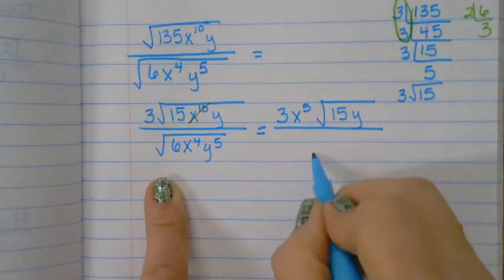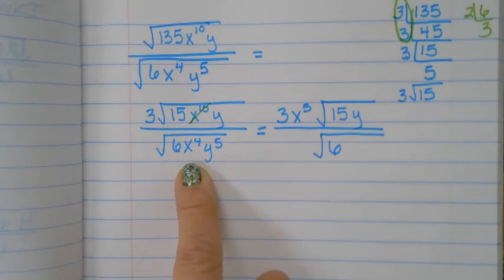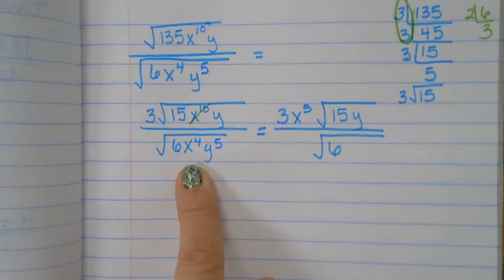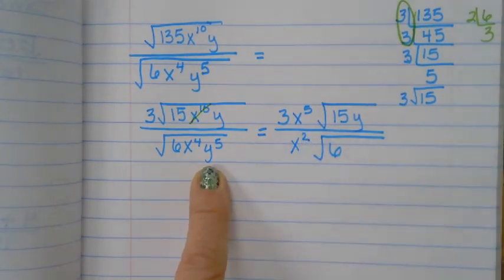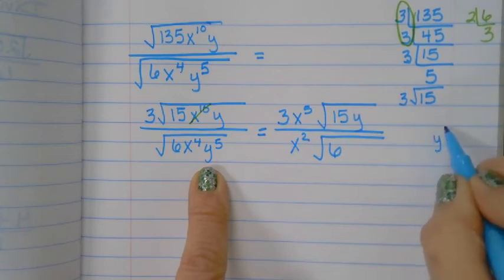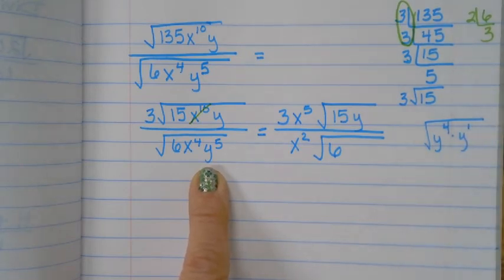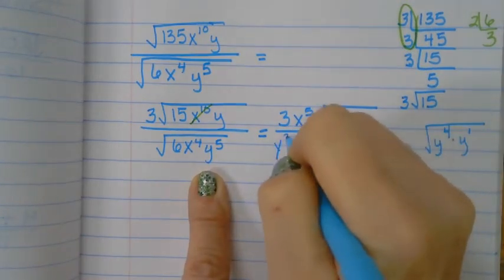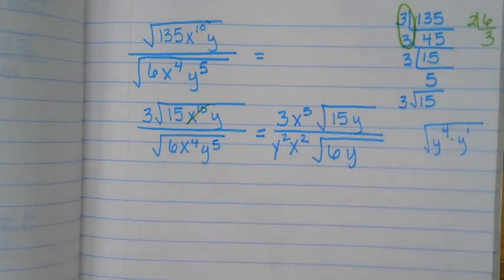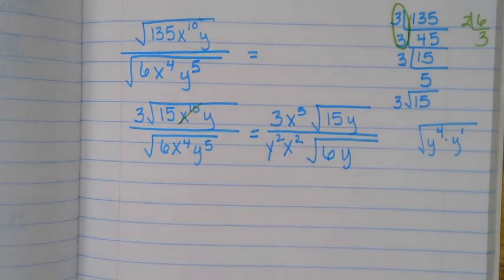Okay, what about the square root in the denominator? I know the 6 has to stay. So the x to the 4th, it's going to come out as x squared. What about y to the 5th? Okay, remember, we have to think of that as y to the 4th times y, or y to the 1st. So a y squared comes out. I'm just going to write it in front. And a y stays underneath. This one's a bit challenging, huh? Lots of steps here.